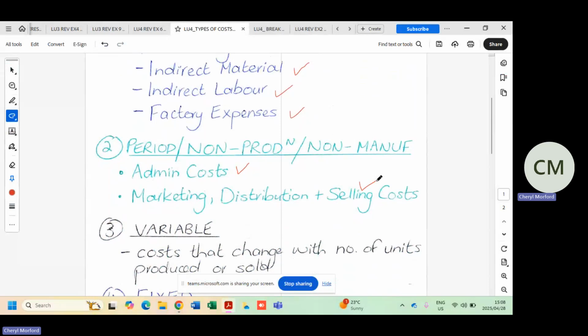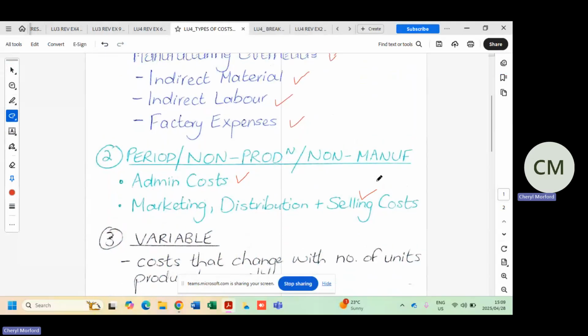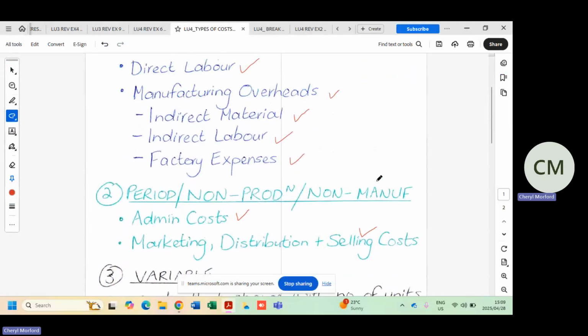So what is a typical kind of question that you could get? You can get some transactions and it will say, sort these into period or product cost. It may even be more specific and say direct material, direct labor, manufacturing overhead, admin, marketing, distribution, and selling. So you really need to be clear on this as to which categories each of the costs fall into.